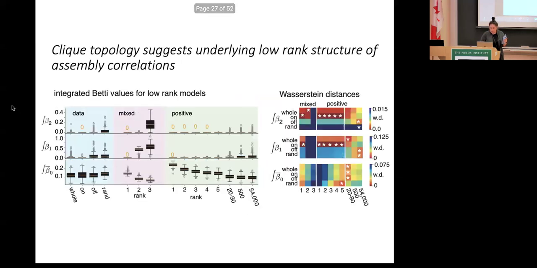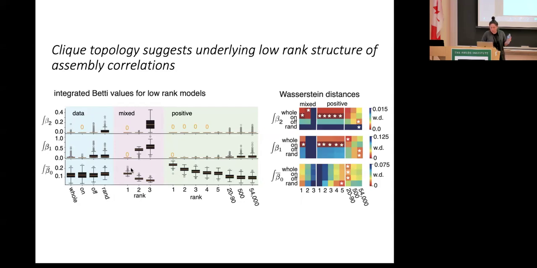Where it comes into play is with these distributions that we have for our different null models over here, the mixed low rank models in pink and the positive low rank models in green. We have high dimensional controls over here that are related to the data. We wanted to see: we said it's low rank, but could it actually be a high dimensional structure? What we see is that here we're showing integrated Betti 2, integrated Betti 1, integrated Betti 0 for the whole recording, during the activations on, outside of activations off, and the random assemblies.